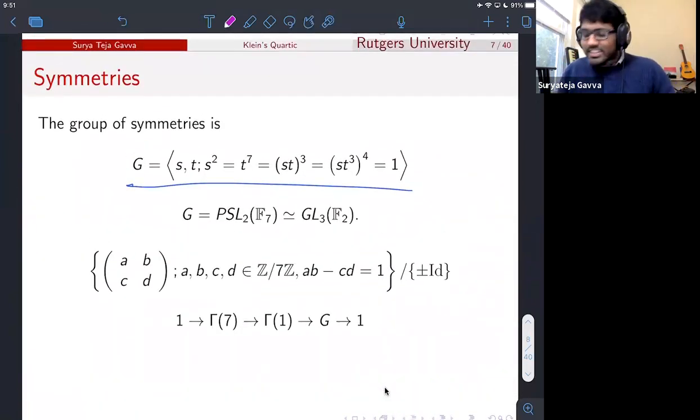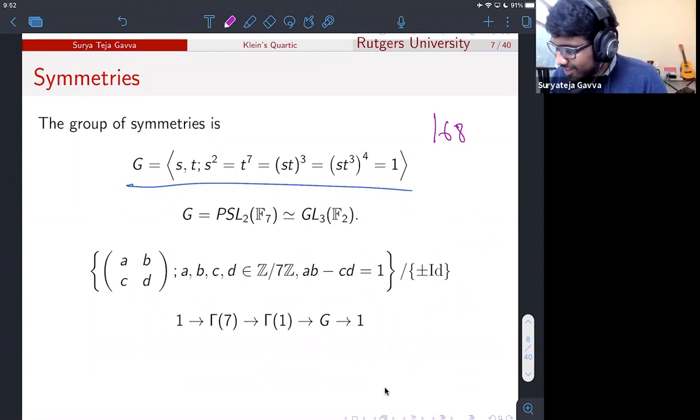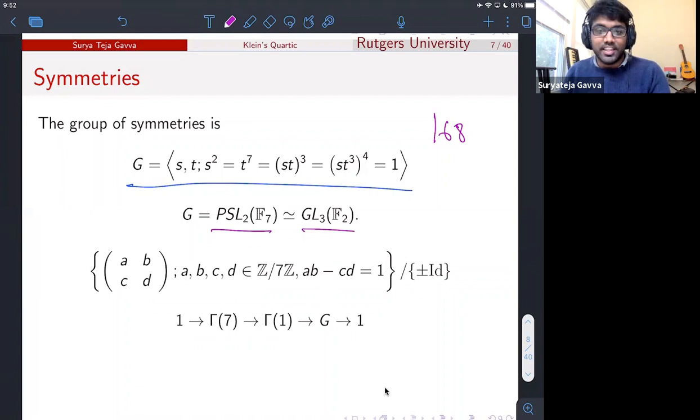So you can see that those elements, with some extra relations, generate the group. The interesting thing is that we have this explicit group, and it's a group of 168 elements. You can look into tables and lists of groups, and see that the group is exactly PSL(2,F7), or isomorphic to GL(3,F2). So this group that comes up from the symmetries turns out to be related to matrices: 2x2 matrices over the finite field with 7 elements, or 3x3 matrices over the finite field with 2 elements.